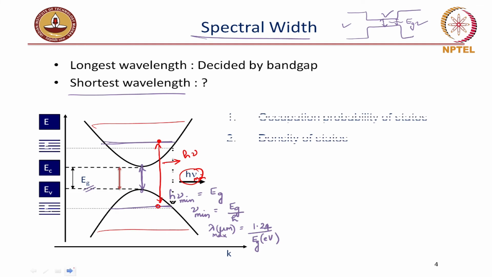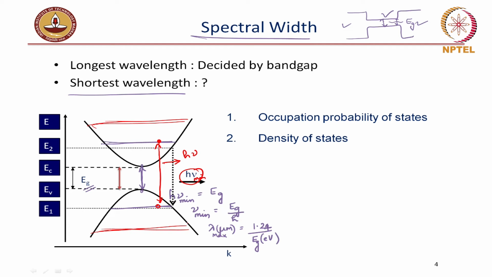Turns out that there is one more condition. It is not just that you need to have energy levels, you also need a large occupation probability, in the sense that not only should there be energy states, there should also be a non-zero probability that an electron occupies this state and a hole occupies this state. Only then can a recombination happen.